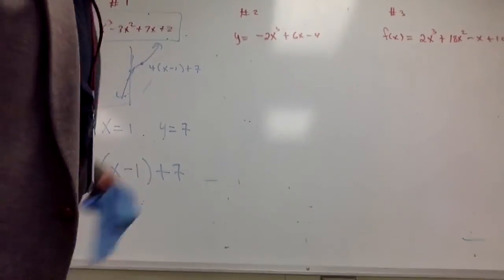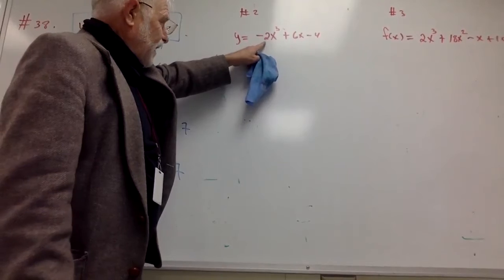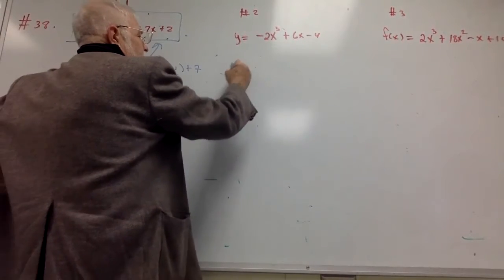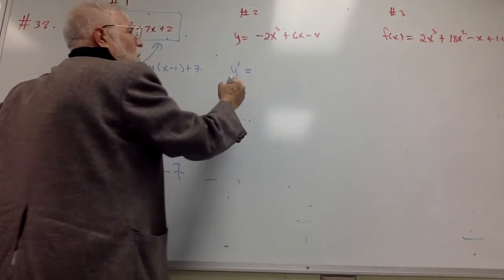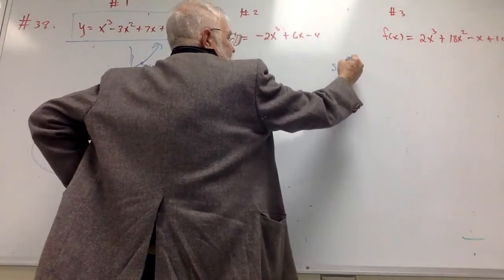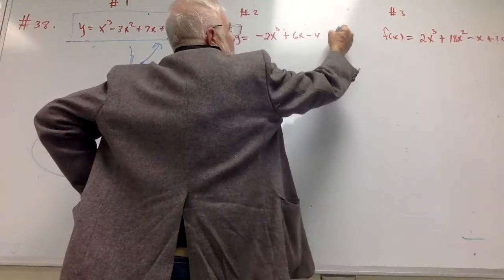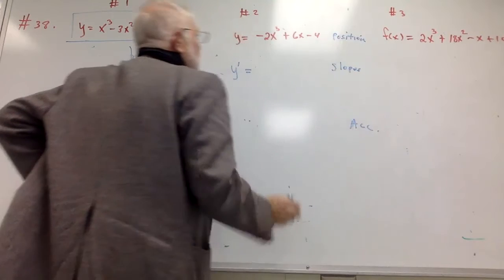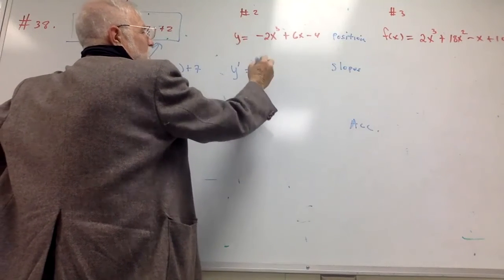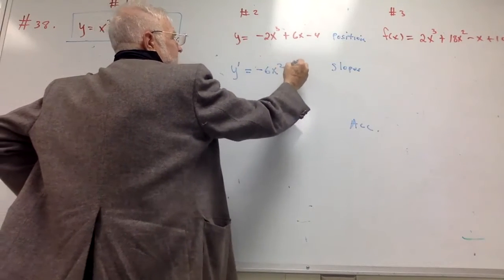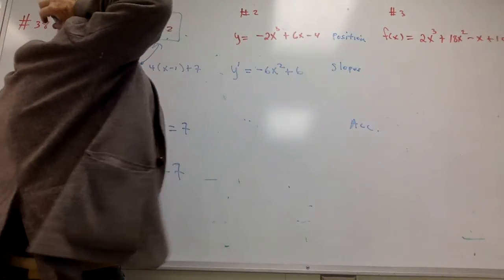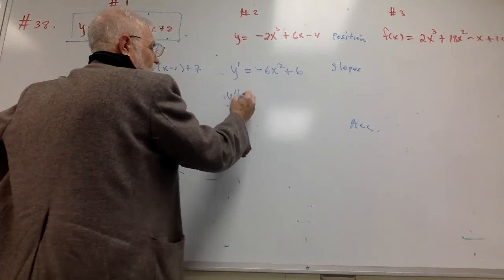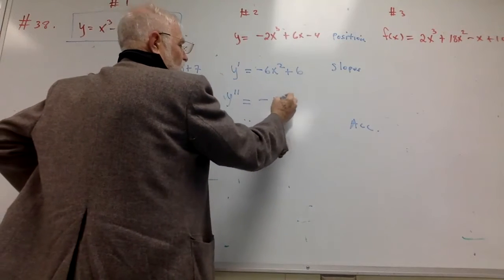Write the equation of a line tangent to the point of inflection of minus 2x cubed plus 6x minus 4. Hope this marker lasts, and I'll get some better ones. So we need y prime. We need to assign slopes. This is position. Acceleration is down here. Okay. Minus 2x cubed becomes minus 6x squared plus 6. That's what assigns slopes at any instant. Y double prime is minus 12x.